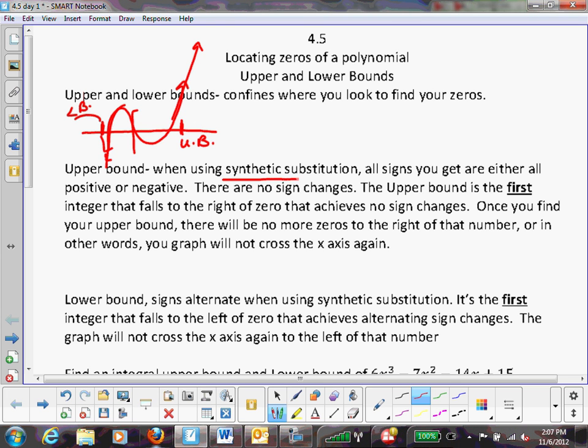So what is an upper bound in words? We're using synthetic substitution for these. All the signs that you get are either all positive or all negative. I'll show you what I'm talking about when we actually do one of these problems. We will know that we have an upper bound when we do synthetic division and all the values are all positive or all negative. There are no sign changes. The upper bound is defined to be the first integer that falls to the right of the last zero that achieves no sign changes.